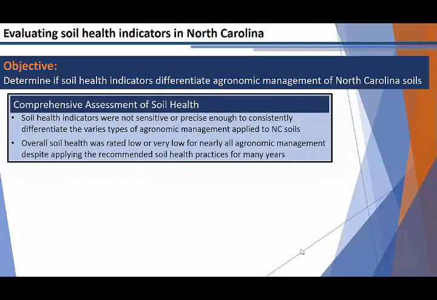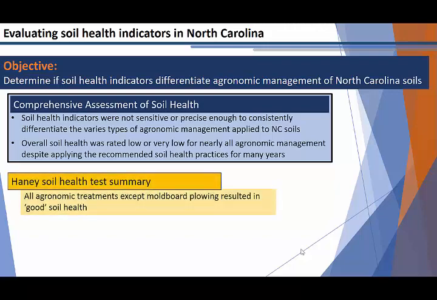And that's where I'll summarize the results by just saying that the indicators were not sensitive enough or precise enough to show these differences in soil health. And we also did this using the Haney soil health test, and we got the opposite result. The Haney soil health test actually said all of our soils were healthy, compared to the Cornell test, which said pretty much all of our soils were not healthy. So just comparing between these two tests that are popular for assessing soil health, we're getting different results.